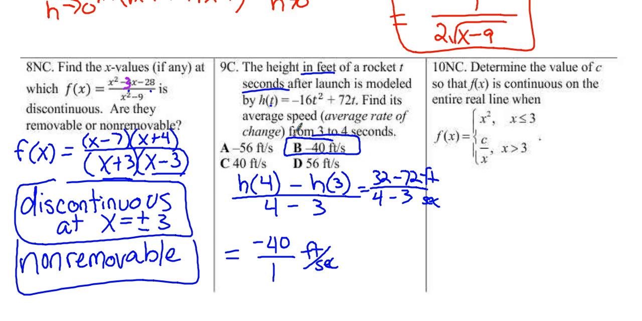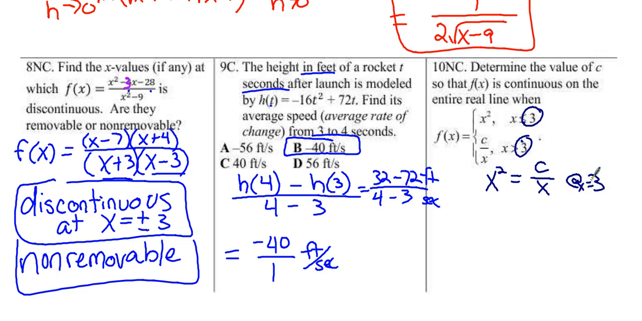Number 10. We want to make this function continuous. To make a function continuous, we have to look at both of these functions. X squared is continuous. A constant over x is continuous as long as x isn't 0, and we're only looking at it bigger than 3. So both of those pieces are continuous. So to make the function continuous, we're going to have to set these 2 functions equal to each other. But they only have to equal each other at one value of x, the x where we're switching between the 2. We're switching at x equals 3.